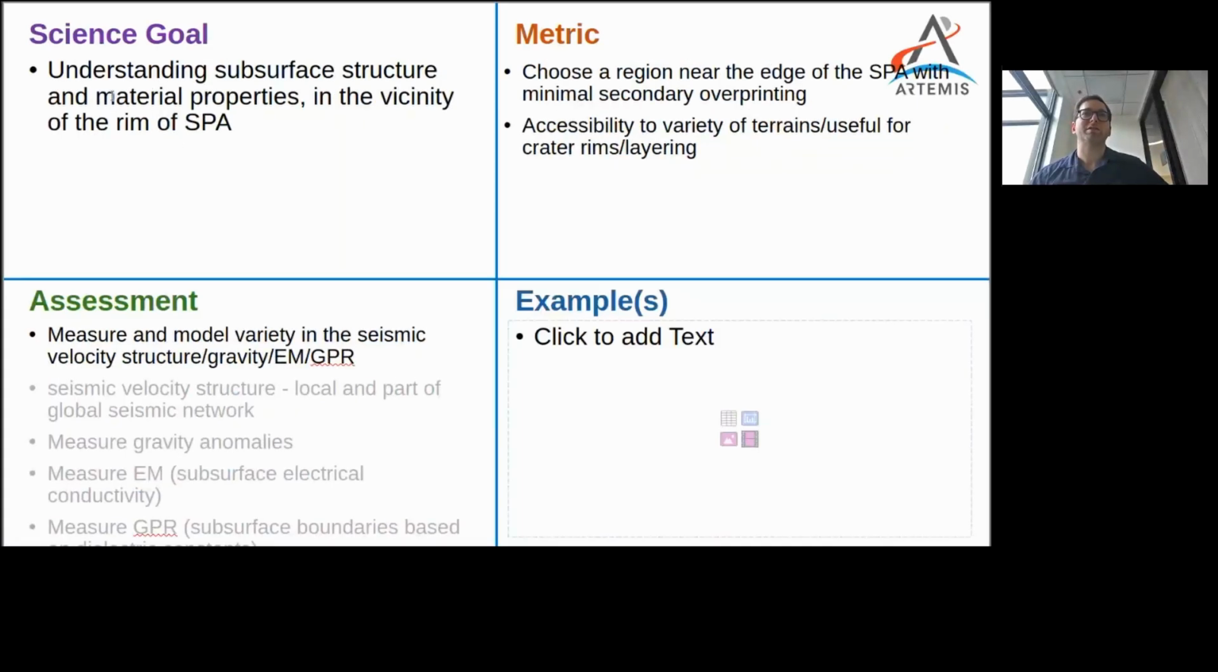Then another science goal was just understanding the subsurface structure and material properties of this rim of SPA. So understanding this rim and ejecta area of SPA by looking at the subsurface properties. This can be done with a lot of different geophysical measurements, such as seismic measurements, gravity, electromagnetic sounding, ground penetrating radar. But the overall metric is you want to choose a region that has minimal secondary overprinting. So you want to choose a region that's more characteristic of the SPA ejecta and isn't overprinted by more secondary geological processes.